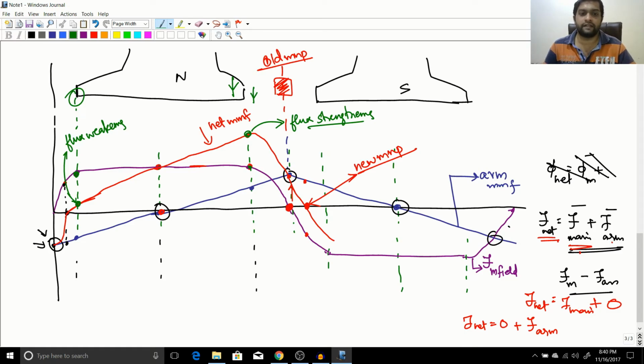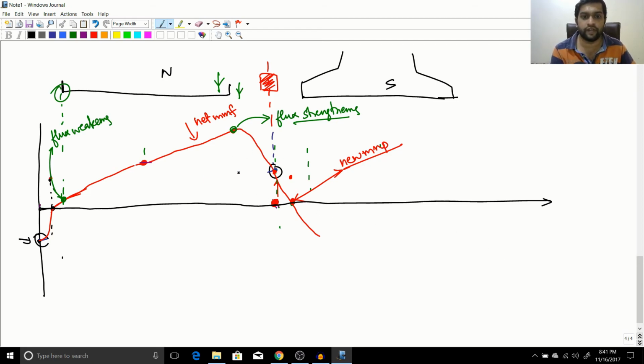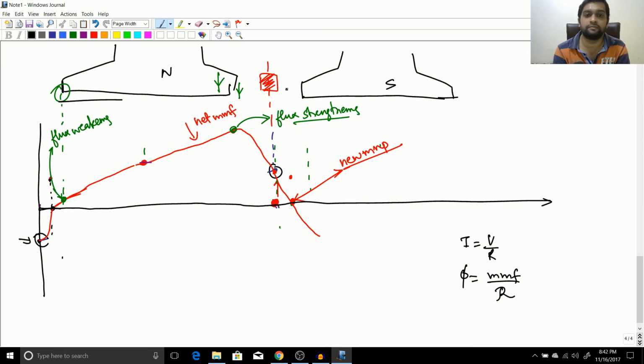With all these in mind, what will be the armature flux finally? Okay, so let us just draw the armature flux now. Till now we have drawn the net MMF. Now let us draw the net flux. Now you have to remember, just like current is voltage by resistance, the flux is the MMF by reluctance. So reluctance is analogous to the resistance value, okay, to the flux path. Now you should know that under the pole, the flux can easily move. But in the interpole area, there is no pole. Therefore, the flux has a higher reluctance in the interpole. Under the pole, low reluctance. Under the interpole, high reluctance.